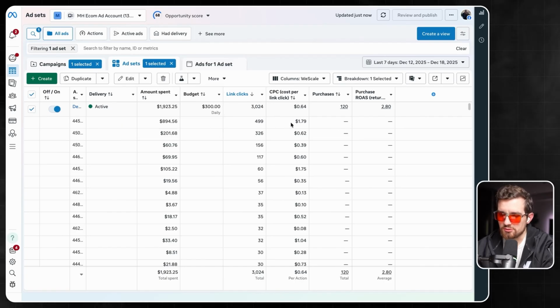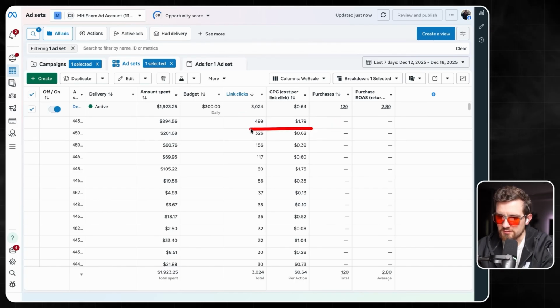So scrolling down the list here, the things that immediately stand out to me is one, this one got a ton of link clicks, but it was pretty expensive. So I'm hoping that Facebook was getting a good conversion rate. But then all of these right here, these are awesome stats. This one's good.